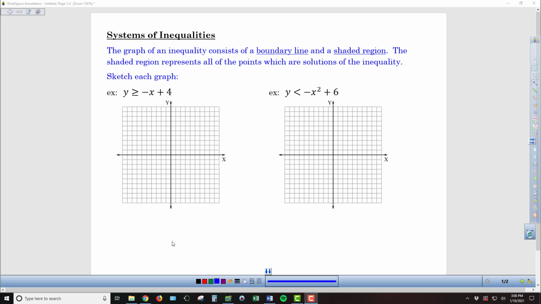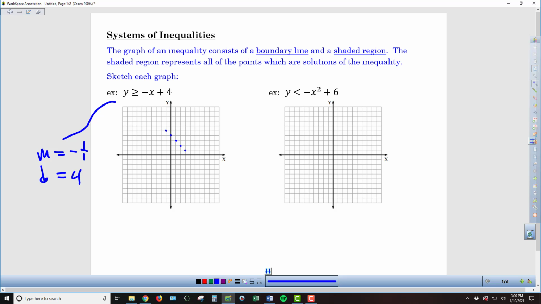So to graph, we're going to start by just treating it like a regular equation. I'm going to pretend like it's y equals negative x plus 4. And so I need the slope and I need the y-intercept to be able to graph that line. So my slope is negative 1 in this case, or negative 1 over 1 for slope form. And then b is 4. So I'm going to go up to 4 for my y-intercept. And then from there I'm going to go down 1 over 1, down 1 over 1, down 1 over 1, up 1, back 1 to generate the points that are going to make up my line.